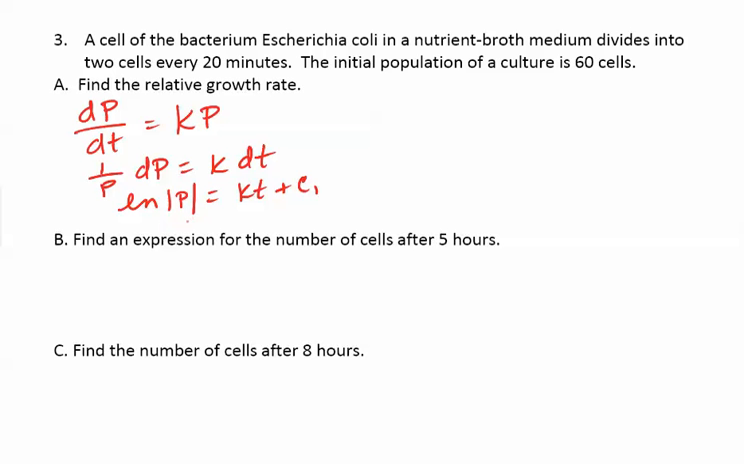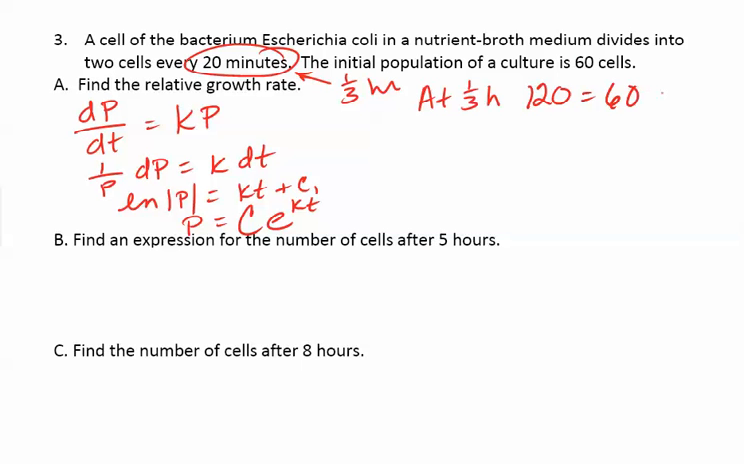And then when we did our exponentiation, the population was c e to the kt. So you could start right there. We know that model. And here what we know is that every 20 minutes, or every 1/3 of an hour if you prefer, our population is going to double. So at 1/3 of an hour, we would have twice the population that we had to start out with. So we started with a culture of 60, so we ended up with 120.